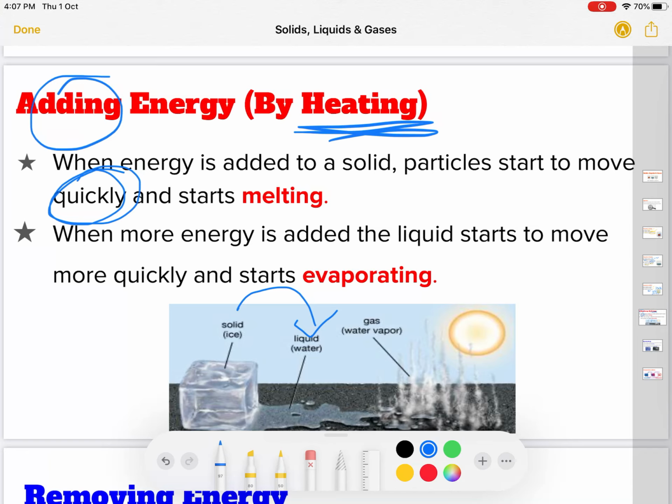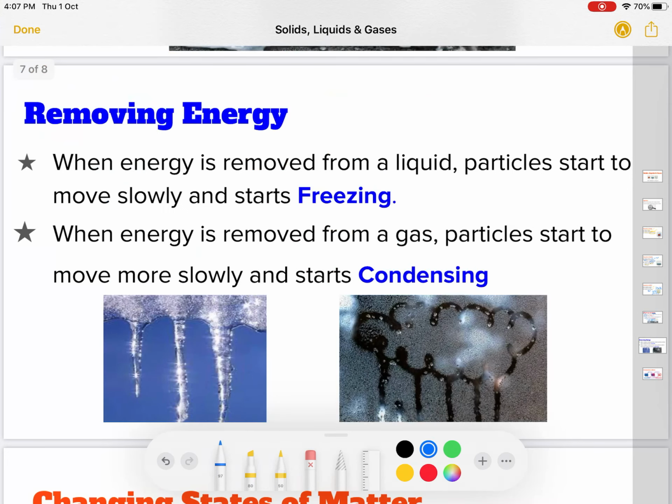Okay, what about liquid to gas? The same thing. When I start to add more heat to a liquid, more energy, the particles will start to move quicker and quicker and then turn into gas. The process of a solid turning into liquid is melting. The process of a liquid turning into gas is evaporating. So when you add heat, you're actually adding more energy. What about removing heat? When I remove heat, I am removing energy.